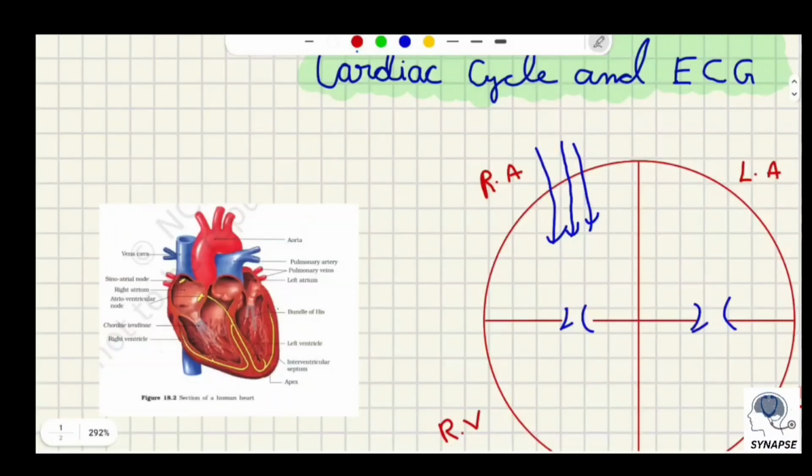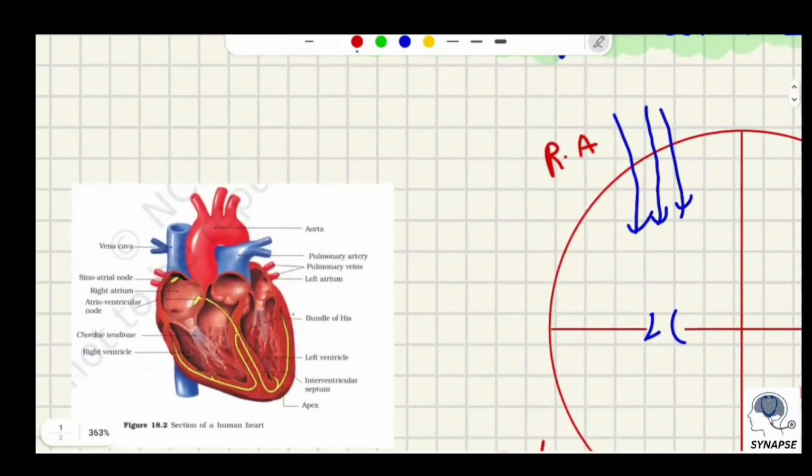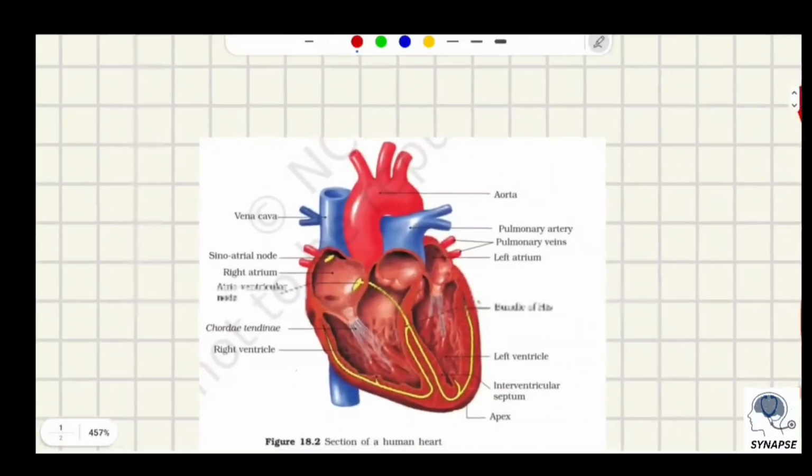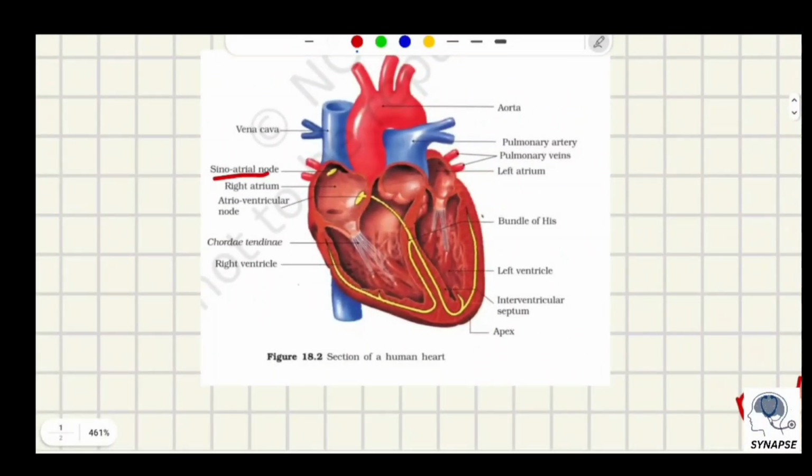Now, these nodal tissues are present all over the heart, mainly in the right atrium. This cardiac musculature is aggregated at certain places, and they form nodes. What nodes do they form? They form the sinoatrial node in the right upper corner of the right atrium, and in the lower corner of the right atrium near the tricuspid valve, we have the atrioventricular AV node.